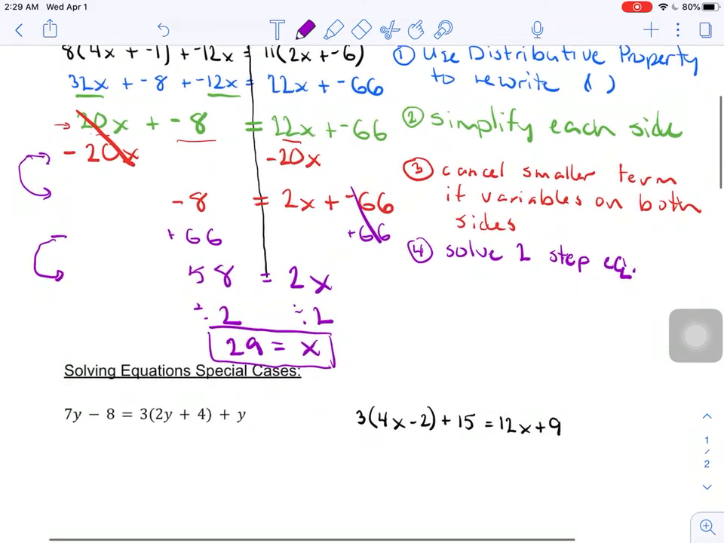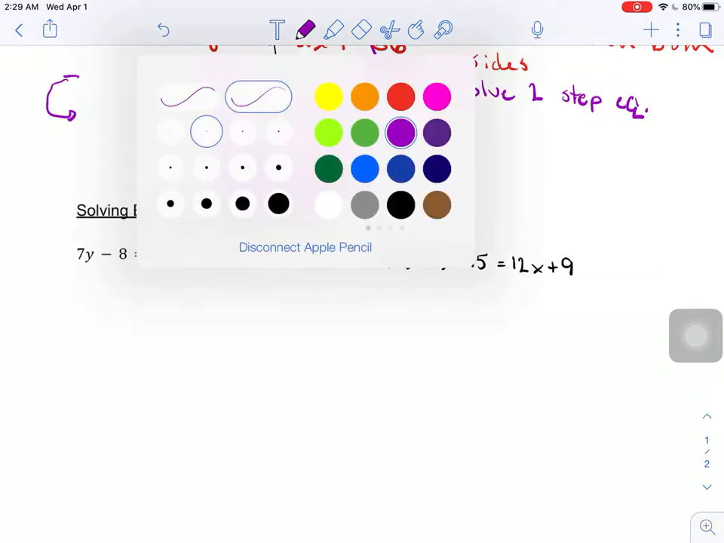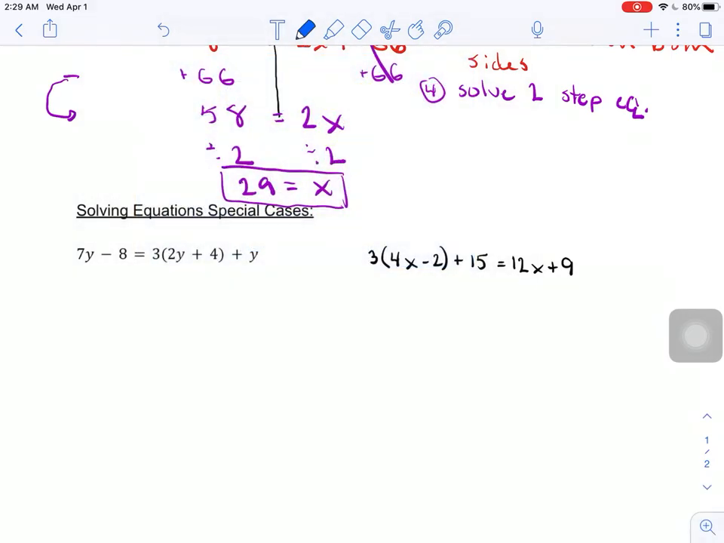Now we are going to look at a couple more equations. So these are solving equations special cases. Special cases are basically unique things that can happen when you're solving an equation. And now that we're working with some longer equations, we need to talk about these special cases because sometimes these things happen, and if they happen, you need to know what to do with them.